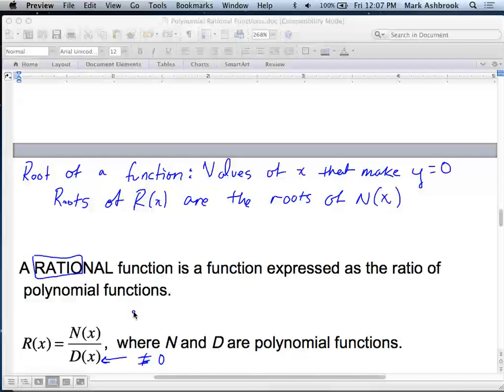Now we want to investigate what role the denominator plays in these rational functions. So open up to page 222.